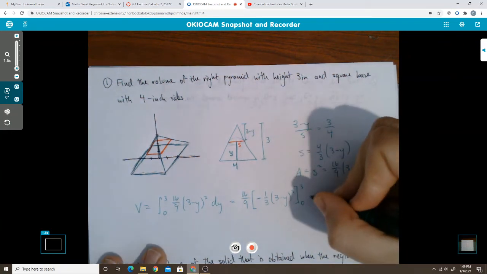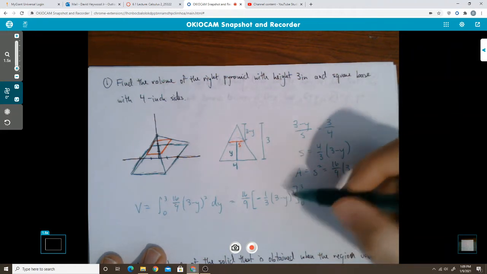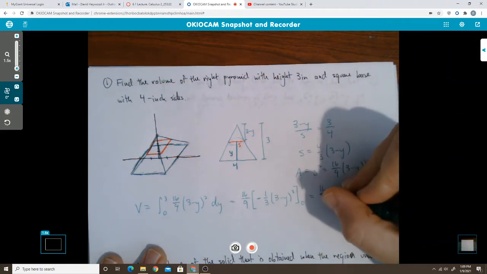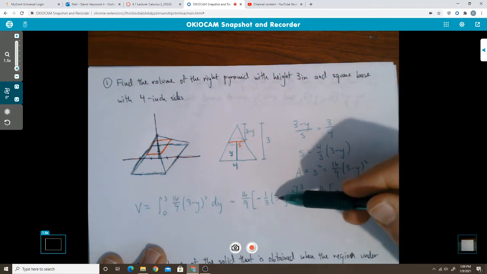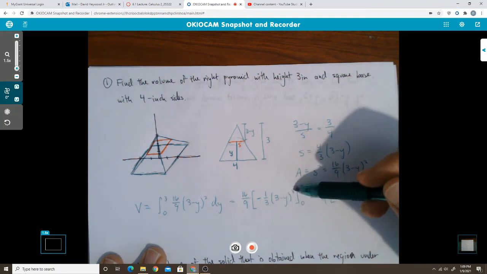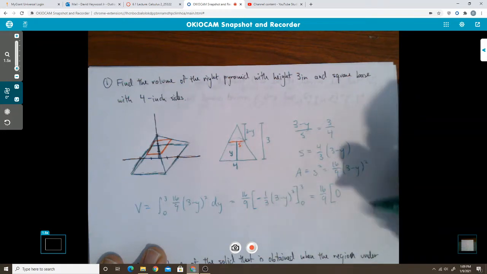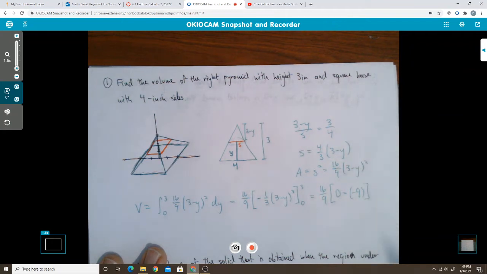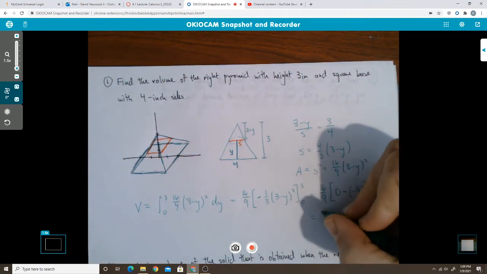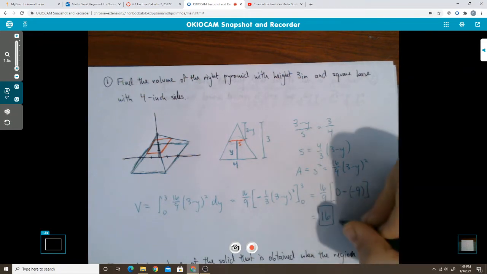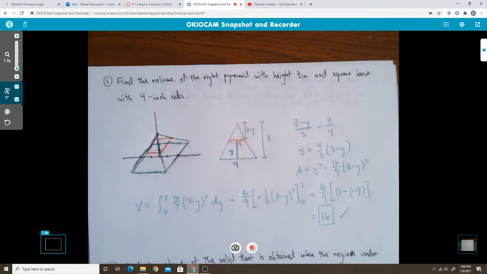Okay, now if we plug in 3, we get 0. So this is going to be 16/9 times 0. If we plug in 0, we get 3 cubed, which is 27. 27 divided by 3 is 9. So we get minus a negative 9. So that's just 16. Okay, so we get 16.